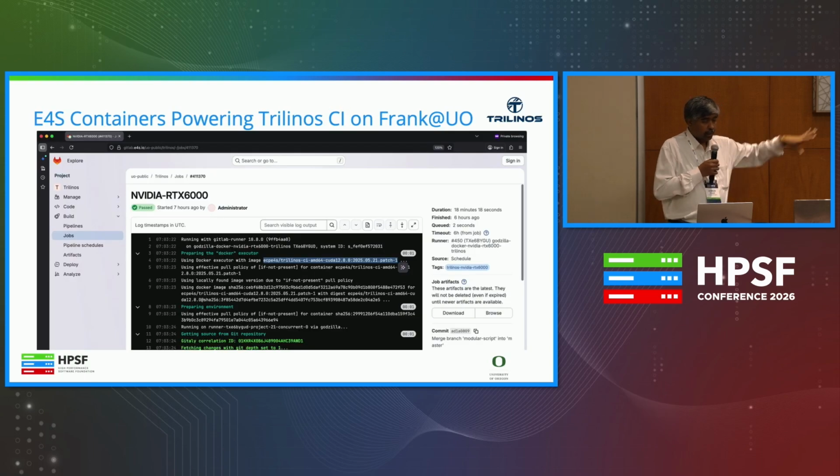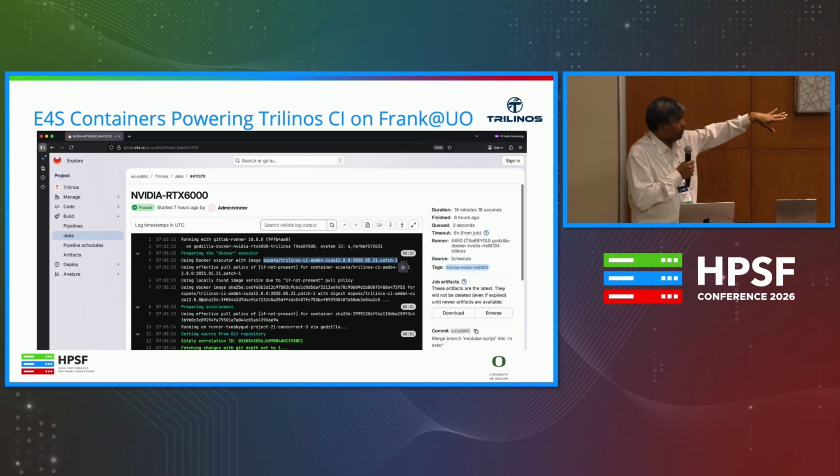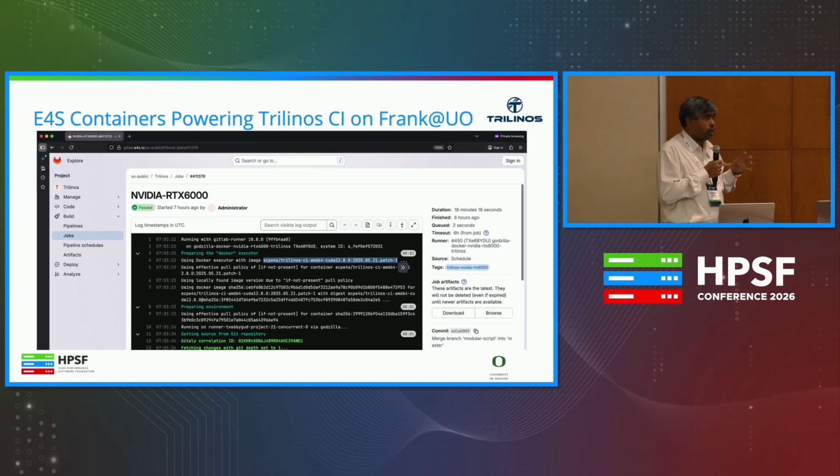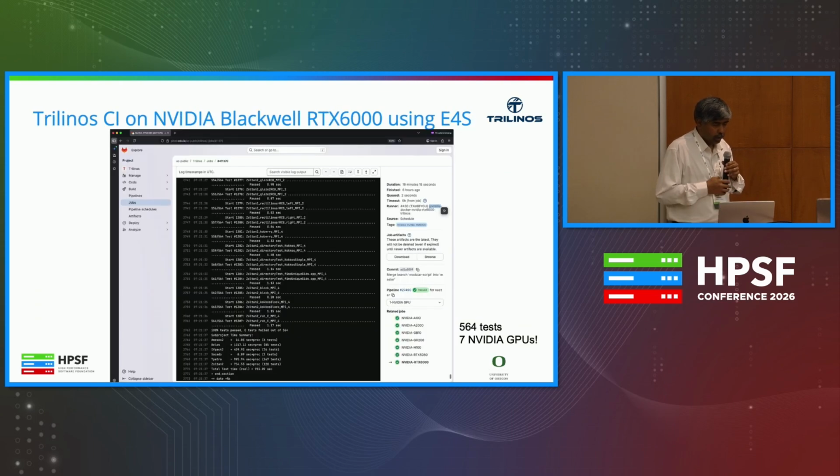Here is E4S containers powering the Trilinos CI on Frank. You can see over here the Docker pull on the ECP E4S image that's used. So these images have a number of these packages, and they can be customized. So you can also use other images from outside of E4S for some of these workloads.